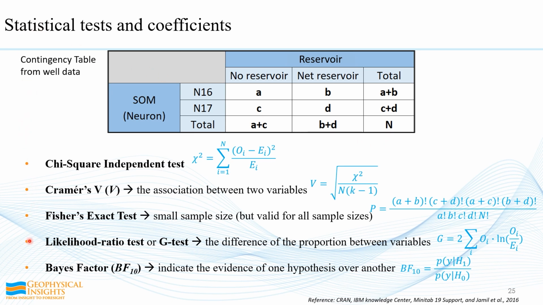This list here is just some of the different statistical measures that could be applied to the data once we get it into this format. The chi-squared independence test is the one we have used the most, and essentially it's a measure that tests whether a relationship exists between the variables in the well logs in the reservoir column and the variables that are in the neurons. So we'll look at some of these specifics from our case studies.